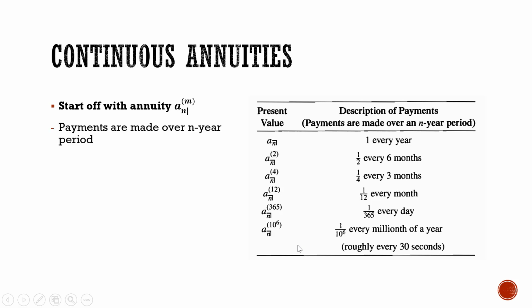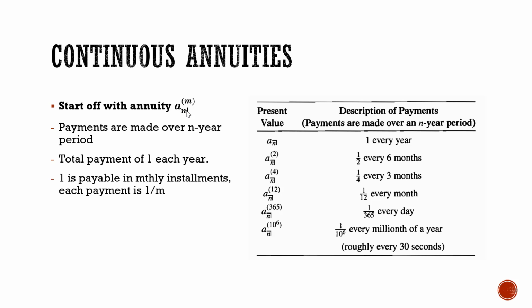So for these annuities, we have some remarks. Payments are made over an n year period, and the total payment of each year is 1. In one year, $1 is payable in m equal installments. Each payment is 1 over m.